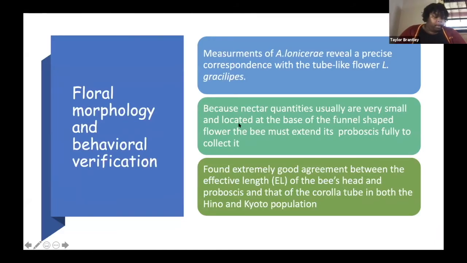The measurements of A. lanicerae correspond directly to the tube-like flower of L. gracilipes. Because nectar quantities are usually small and located at the base of the funnel-shaped flower, the bee has to fully extend its proboscis to collect it. They found agreement between the effective length of the bee's proboscis and that of the corolla tube in both the Hino and Kyoto populations.